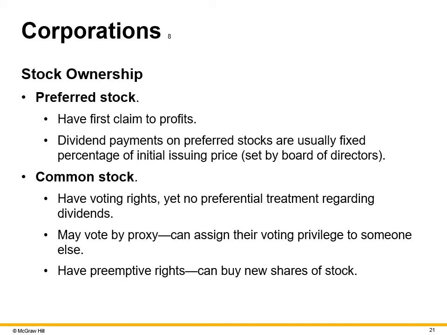Common stock allows the owner voting rights. Owners of common stock do not get any preferential treatment with regard to dividends, but they do get some say in the operations of the corporation by voting on board members and other important issues. Common stockholders have a preemptive right to purchase new shares of the common stock directly from the corporation.